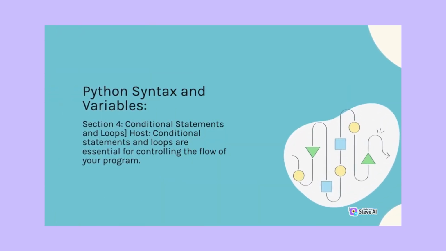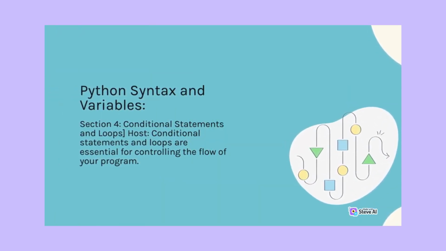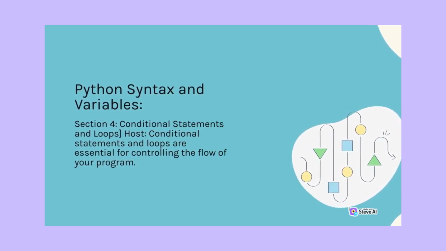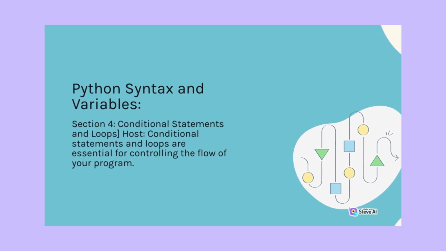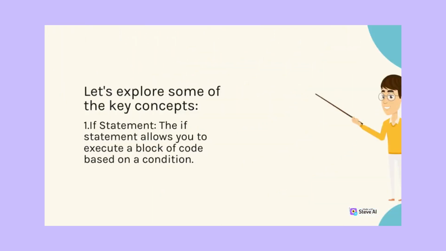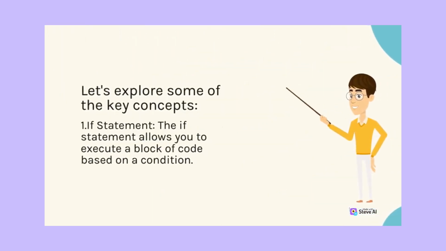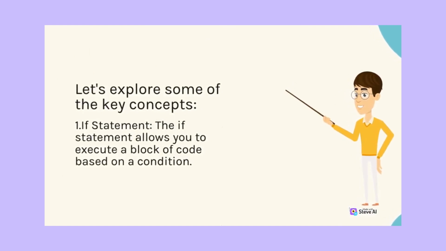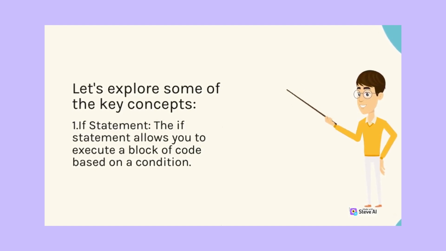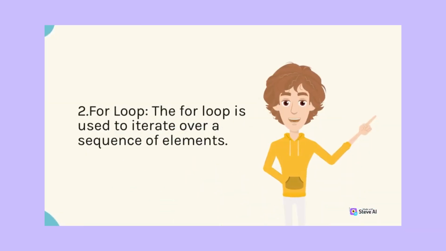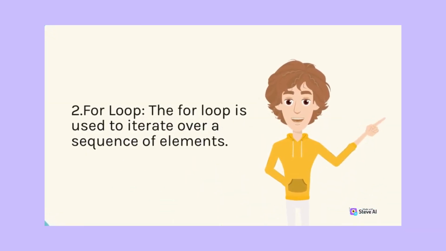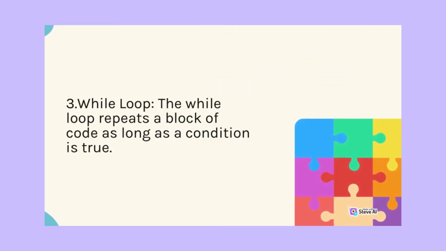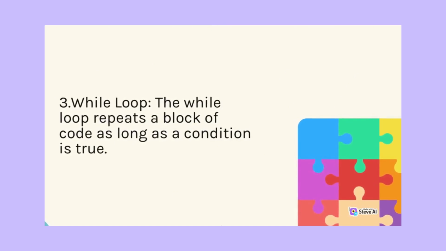Section 4, Conditional statements and loops. Conditional statements and loops are essential for controlling the flow of your program. Let's explore some of the key concepts. 1. If statement. The if statement allows you to execute a block of code based on a condition. 2. For loop. The for loop is used to iterate over a sequence of elements. 3. While loop. The while loop repeats a block of code as long as a condition is true.